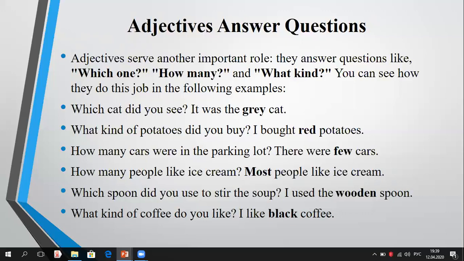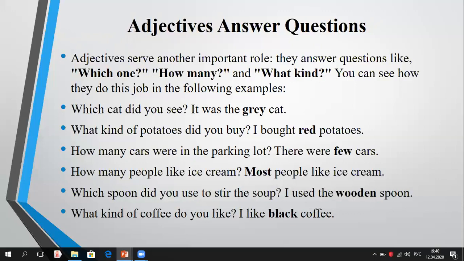Adjectives serve another important role. They answer questions like which one, how many, and what kind. You can see how they do this job in the following examples. Which cat did you see? It was the gray cat. What kind of potatoes did you buy? I bought red potatoes. How many cars were in the parking lot? There were few cars. How many people like ice cream? Most people like ice cream.